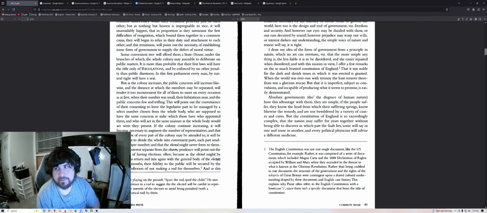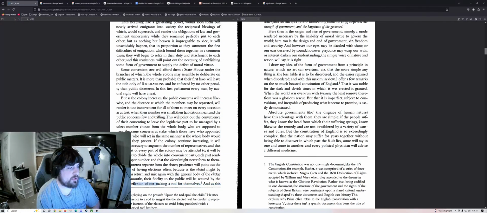So, this is like getting your senators to come back to the state. See the people and not just spend all their time in Washington, like people complain about all the time. Their fidelity to the public will be secured by the prudent reflection of not making a rod for themselves. Paine is replying to the proverb, spare the rod and spoil the child. He uses this reference to a rod to assess that the elected will be careful to represent the interests of the electors to avoid being punished with a metaphysical rod, or in our modern times, losing re-election.